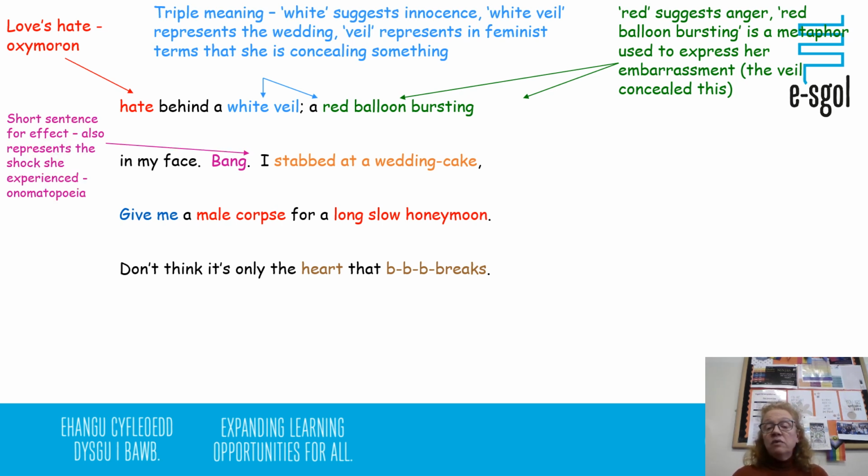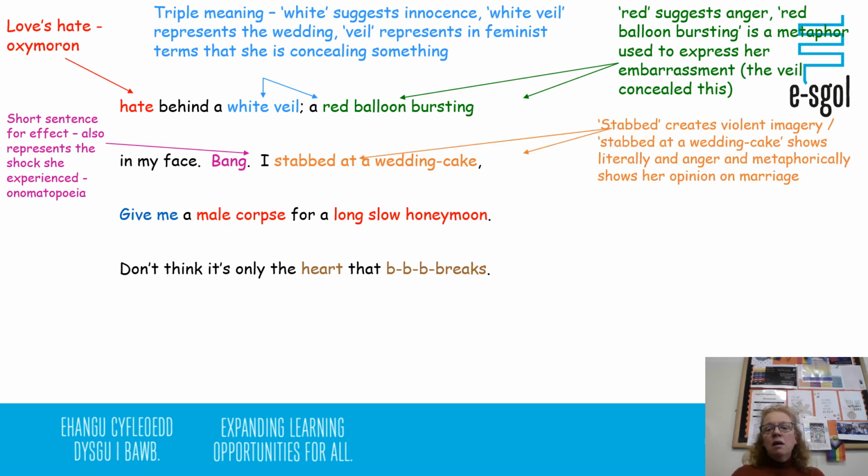Bang. Obviously, we've got the onomatopoeic sound there of the balloon bursting. It's a short sentence. It creates an effect in the middle to sort of represent the shock. Remember, she bit awake in the previous verse, so we've got that bang, which suggests how she's feeling about that at the moment. Then we've got more violent imagery coming through.